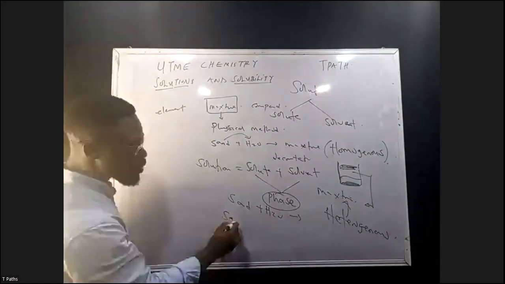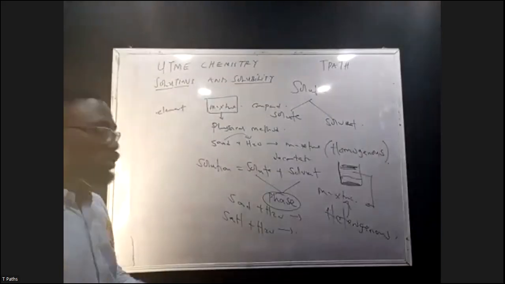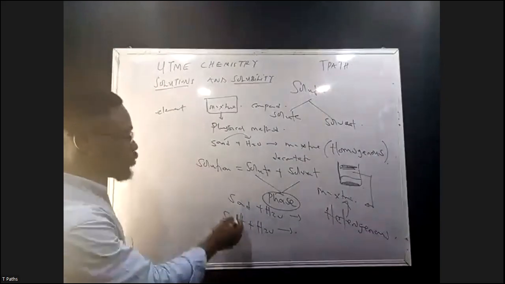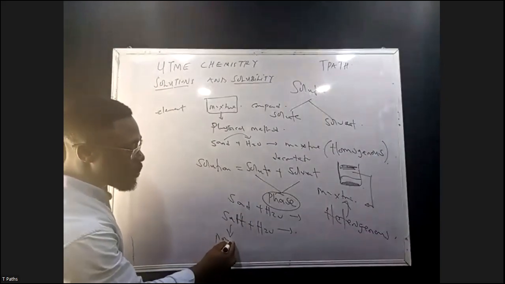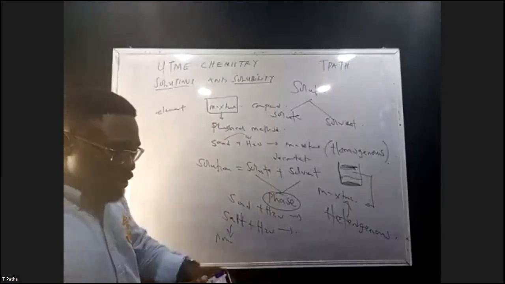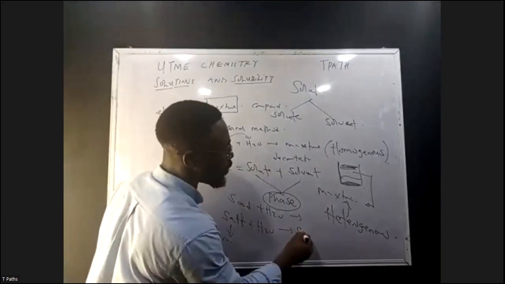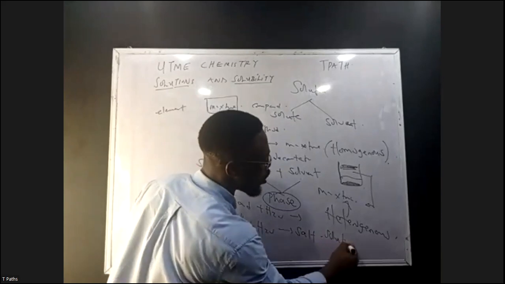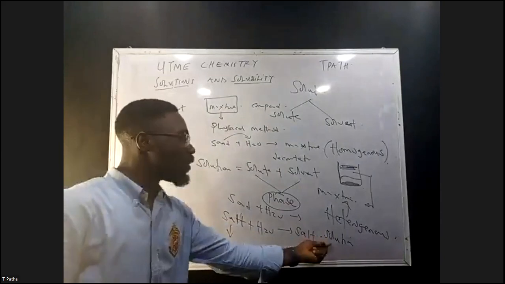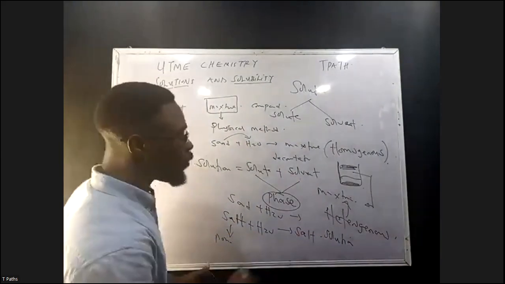But let's look at this: salt and water. When you dissolve salt in water, and when I talk about salt, I mean normal table salt, by virtue of the fact that normal table salt is soluble in water, what you are going to get is not just a mixture now. What you are going to get is a salt solution. It is also a form of mixture. But what form of mixture?